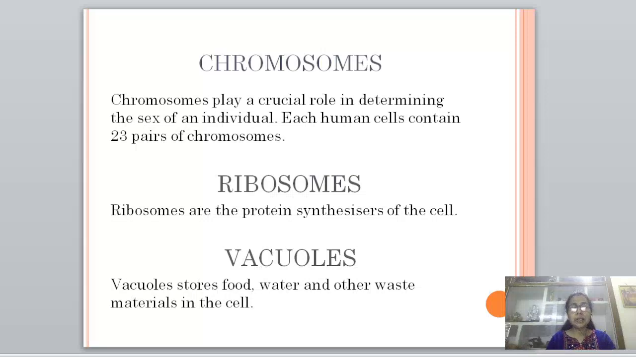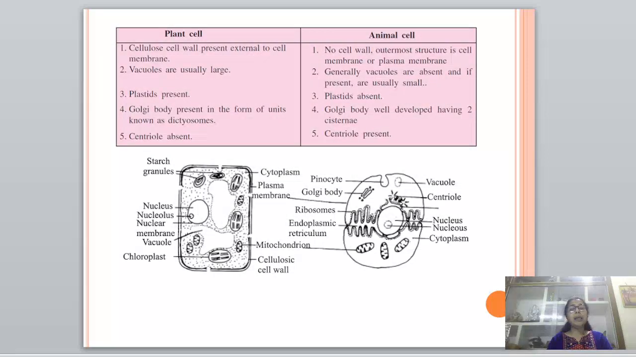Now next we have to understand the difference between a plant cell and animal cell. So here you can see that in the plant cell, there is a cellulose wall that is present external to the cell membrane. We have already discussed this when we talked about the cell wall, and it is only present in the plant cell. While in the animal cell there is no cell wall, the outermost structure is the cell membrane or plasma membrane. In plant cells the vacuoles are usually very large, and in animal cells they are generally absent, and if present they are usually small. Plant cells have plastids present and in animal cells plastids are absent.